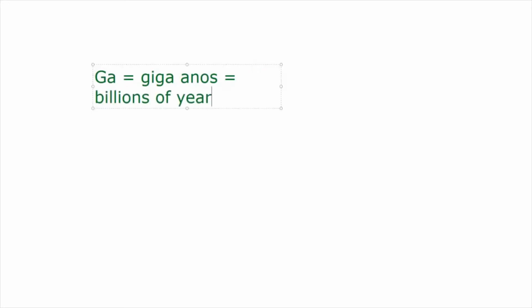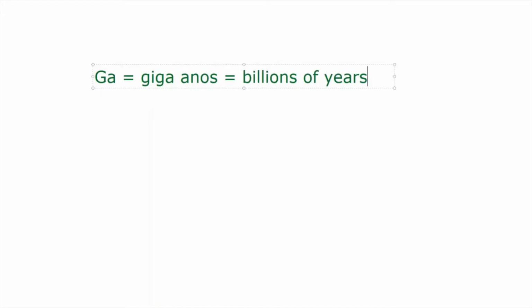There are important terms we will be using. So GA stands for giga años, which stands for billions of years. And MA stands for mega años, which stands for millions of years.